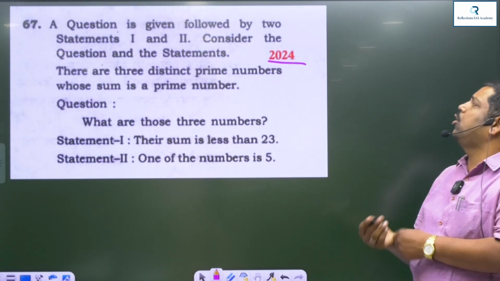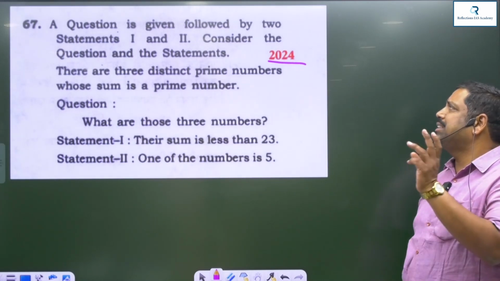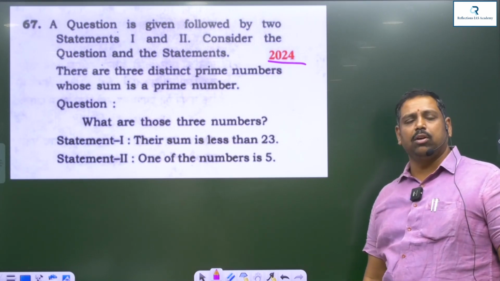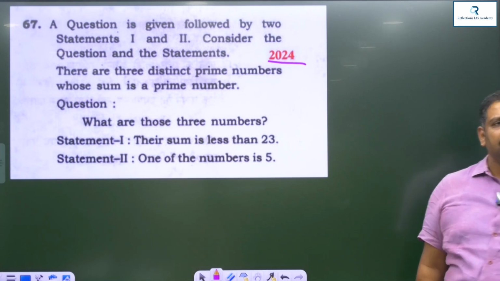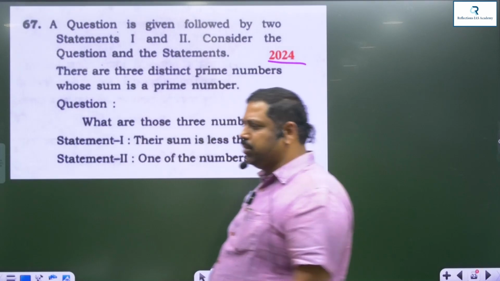A question is given followed by two statements, 1 and 2. Consider the question and the answer statements. There are 3 distinct prime numbers whose sum is a prime number. There are 3 distinct prime numbers and their sum should also be a prime number.